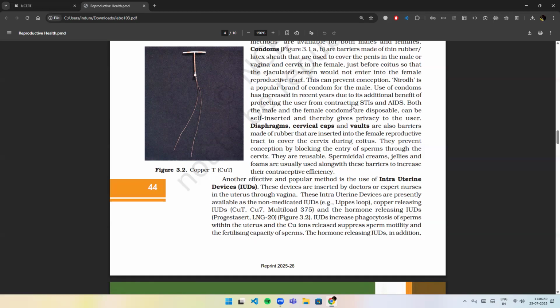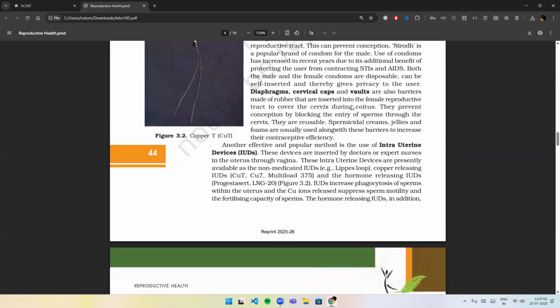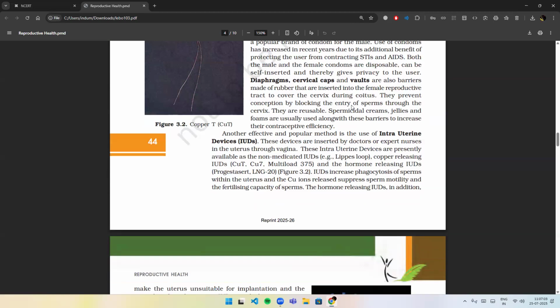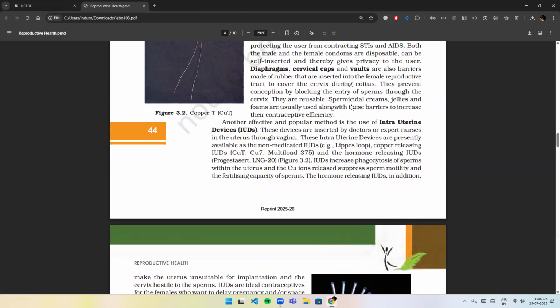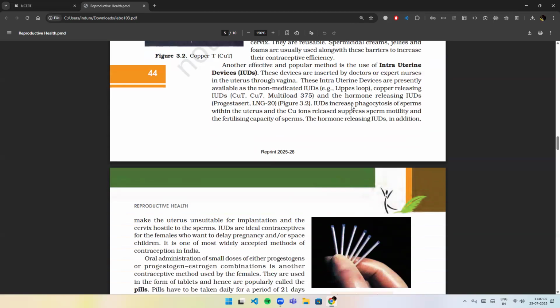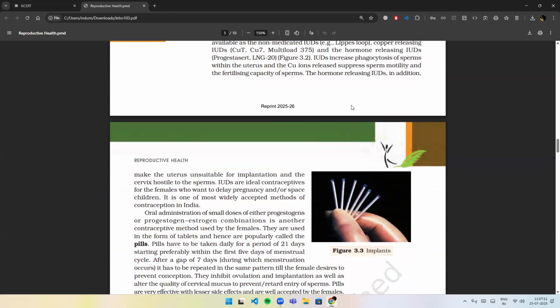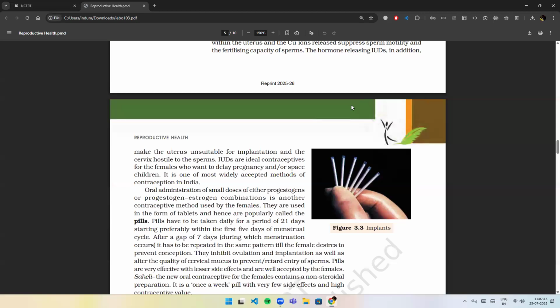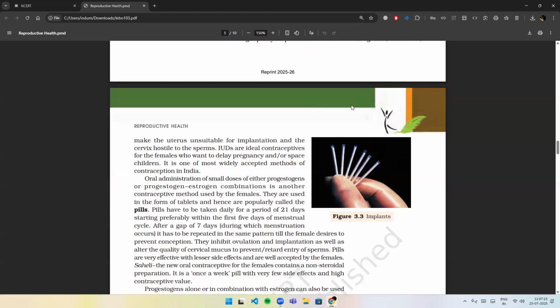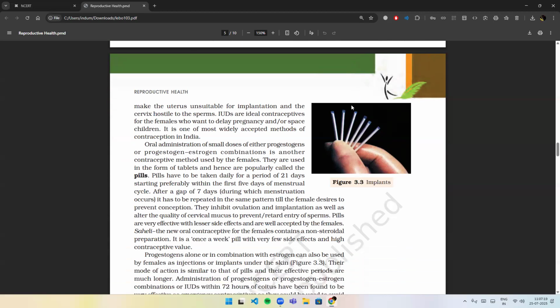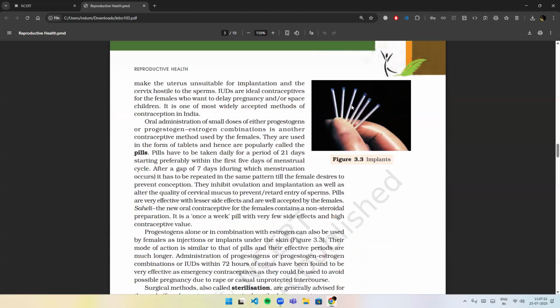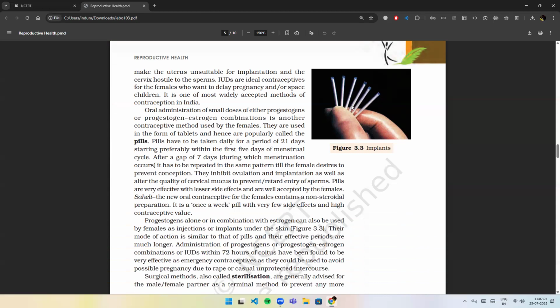IUDs increase phagocytosis of sperms within the uterus, and the copper ions released suppress sperm motility and the fertilizing capacity of sperms. The hormone-releasing IUDs, in addition, make the uterus unsuitable for implantation and the cervix hostile to the sperms. IUDs are ideal contraceptives for females who want to delay pregnancy and/or space children. It is one of the most widely accepted methods of contraception in India.